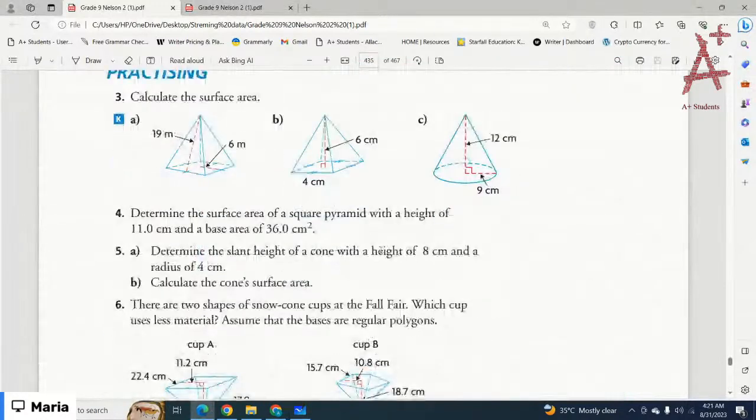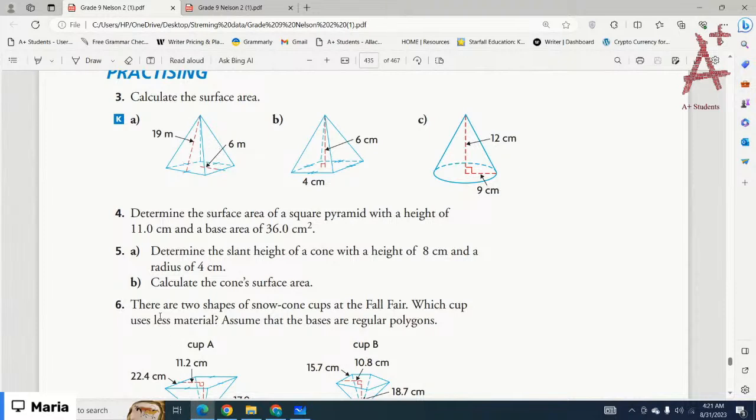Okay, calculate the surface area. Let's start with question number 3a. You have a square base. First of all, you have to calculate the surface area of the square. Then you can see you have 4 triangular faces, so you have to calculate the area of 4 triangles and sum up both the areas.